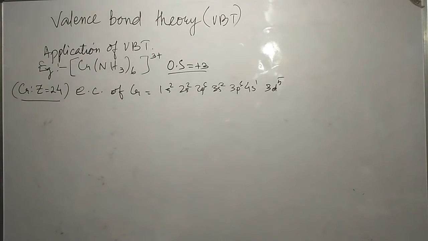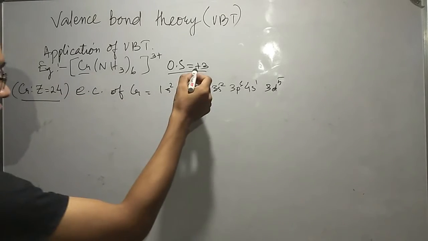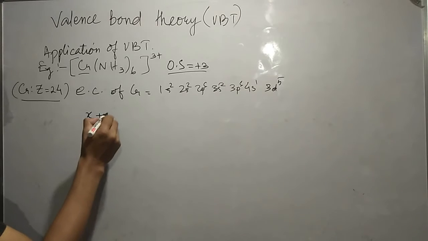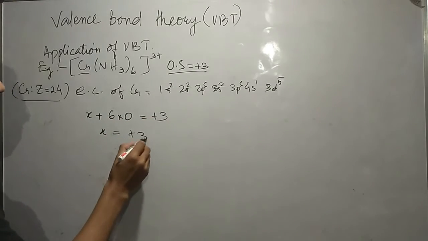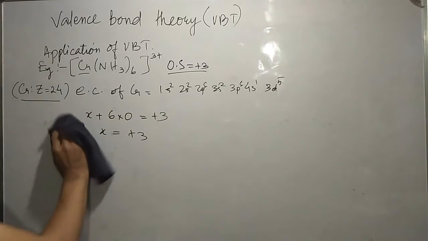Let us see one of the applications of valence bond theory. Let's consider the octahedral complex, Cr(NH3)6 with a net charge of +3. Here the oxidation state of the center metal ion is: x plus 6 times 0 equals +3. Therefore, x equals +3. So that way we get the oxidation state of the center metal ion.